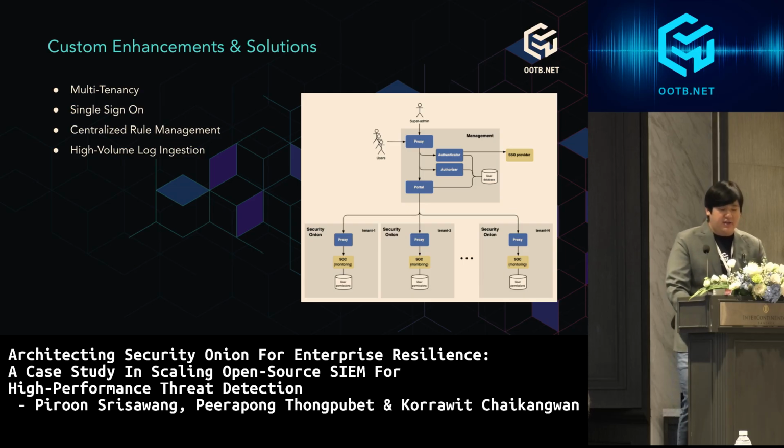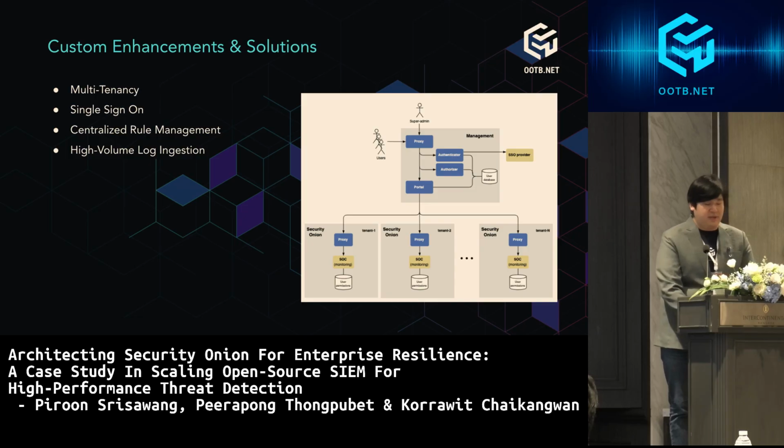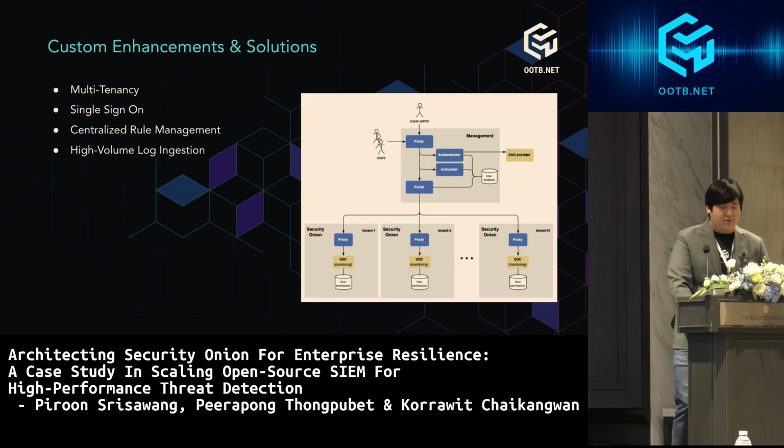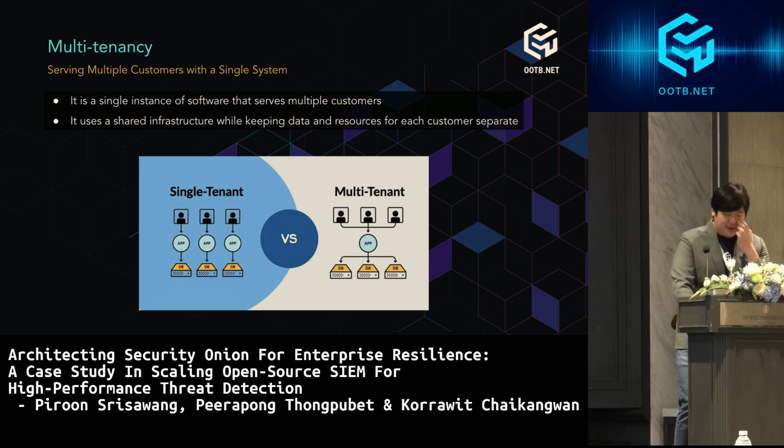When we identified the enterprise gap, we focused on extending Security Onion with our enhancements. We didn't want to reinvent everything. Instead, we wanted to keep the strong foundation of Security Onion and add the enterprise features that it is missing. In this project, we worked on four main areas. The first is multi-tenancy, second is single sign-on, third is centralized rule management, and fourth is high-volume log ingestion. In the next few slides, I will walk you through each of these enhancements in more detail and show you how they help make Security Onion enterprise ready.